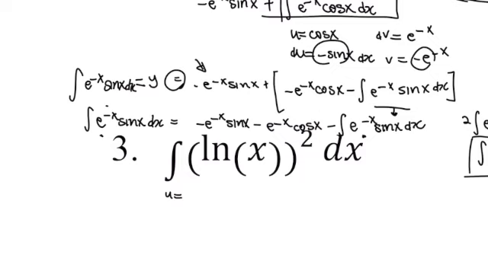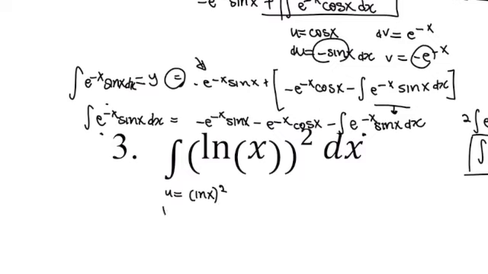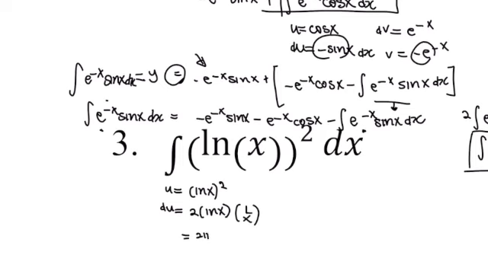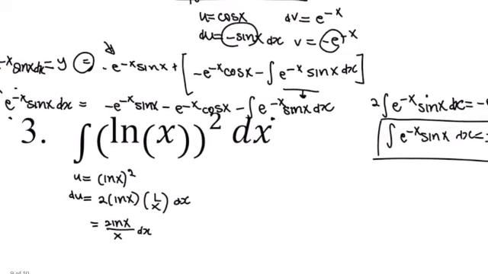We're just going to set it as u equals ln x to the power of 2. And then du would equal the derivative of that, which means 2 times ln x. And then the derivative of ln x is 1 over x. So that means 2 ln x over x would be our du. Obviously, include the dx, don't forget it like me. So it's going to be that.